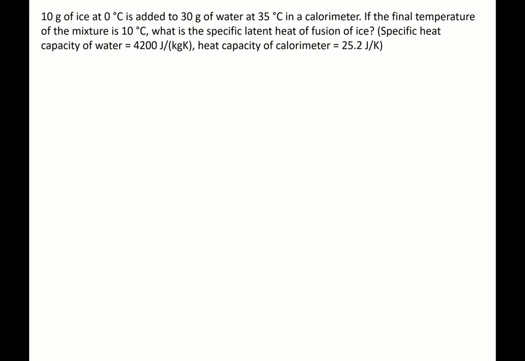What you have here is 10 grams of ice at 0 degrees Celsius added to 30 grams of water at 35 degrees Celsius in a calorimeter. You're also given that the final temperature of the mixture is 10 degrees Celsius, and you're asked to find the specific latent heat of fusion of ice.